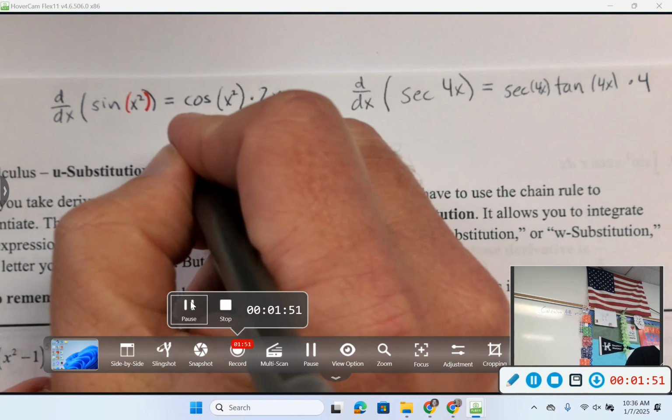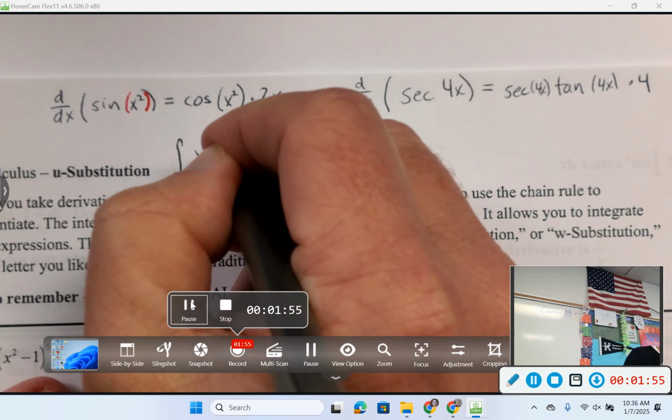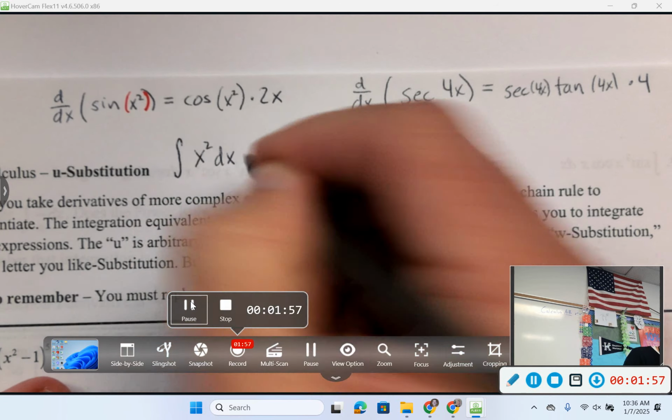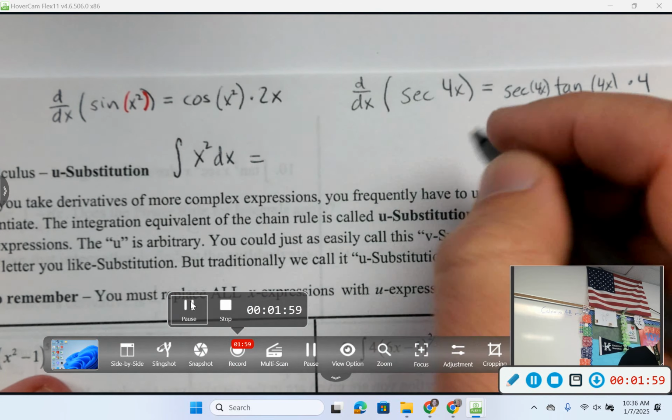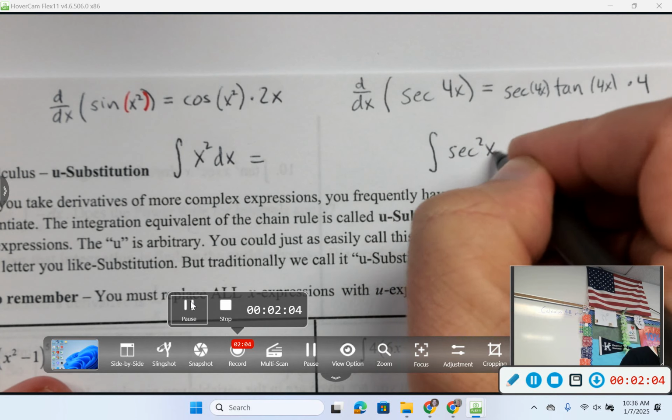Let's now do a couple of antiderivatives. Force you to go backwards a little bit here. The antiderivative of x squared and the antiderivative of secant squared.